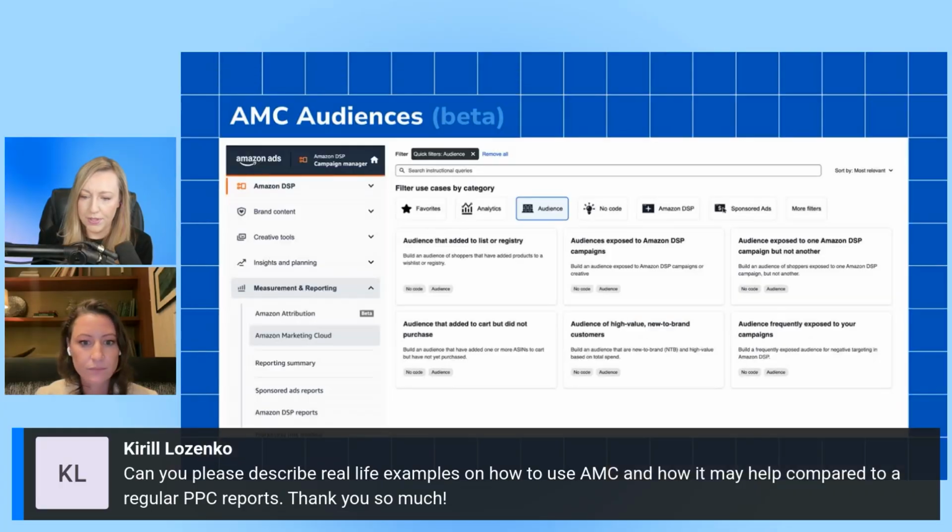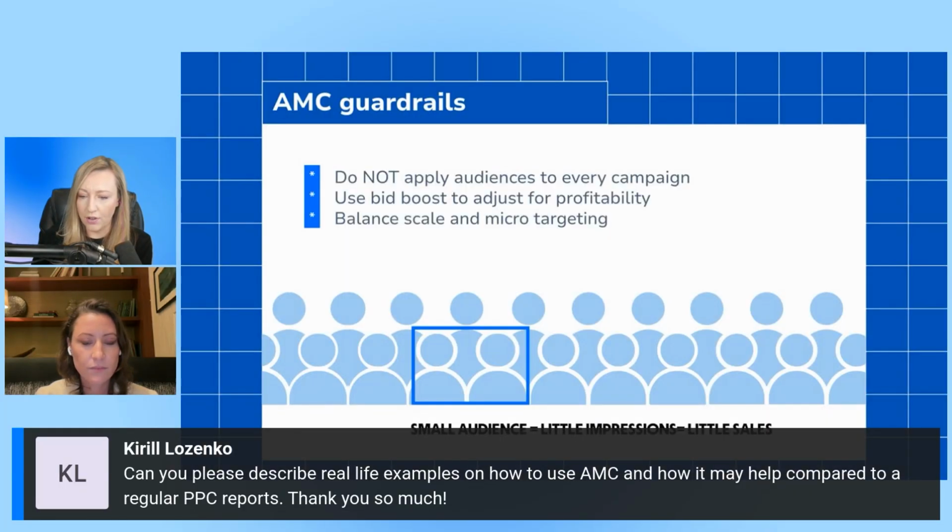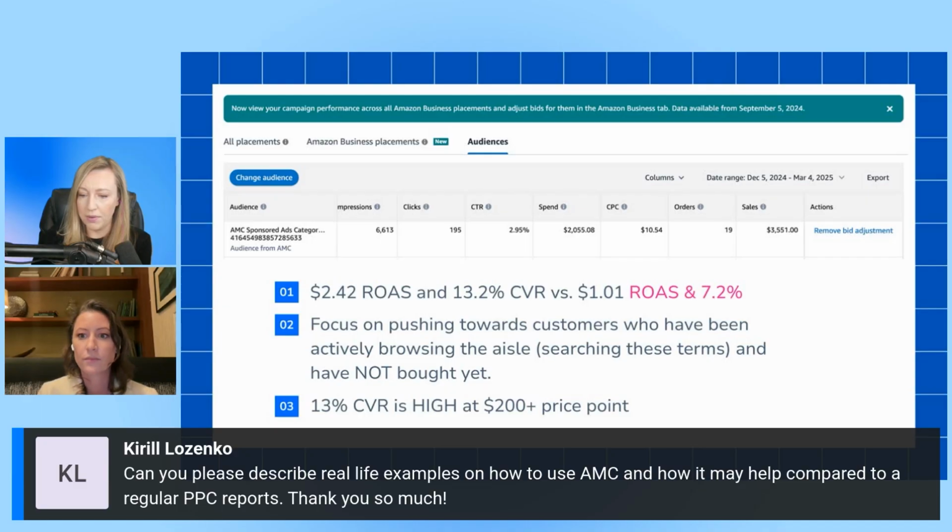Can you please describe real-life examples on how to use AMC and how it may help compared to a regular PPC report? Yeah. Are you referring specifically to analytics or audiences? Real-life examples of audiences, I walk through this screenshot here of an example where we applied an audience to a very expensive campaign. You can see our CPC with the audience was $10.54, but we were able to double our conversion rate, which was fantastic. That was really, really powerful for us.